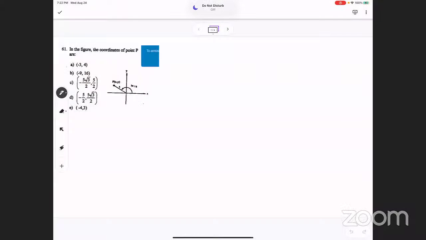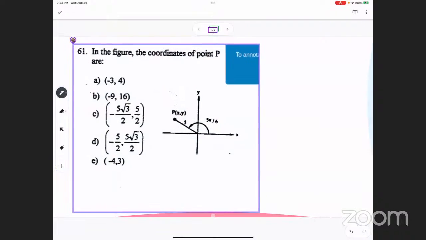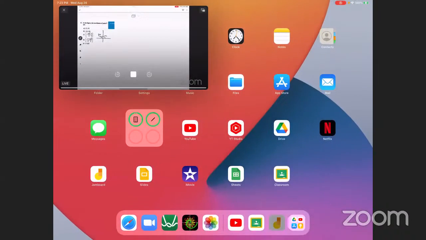All right, here we go. In the figure, the coordinates of P are those. They want you to know what they are. Well, this is a unit circle problem, right?